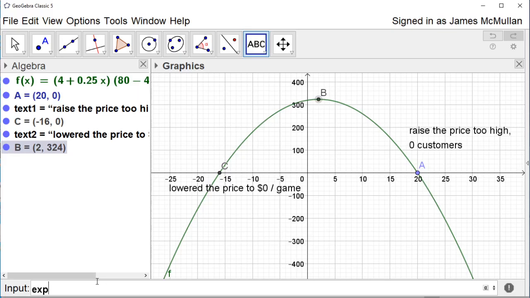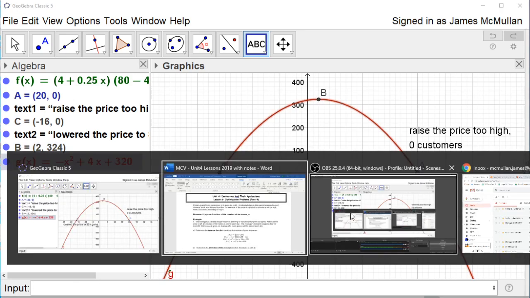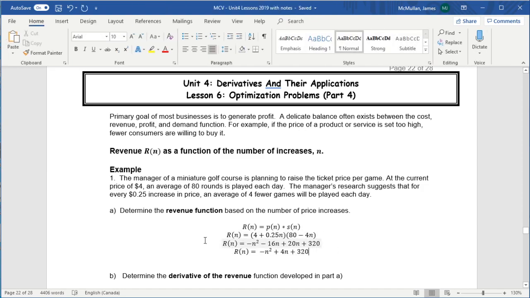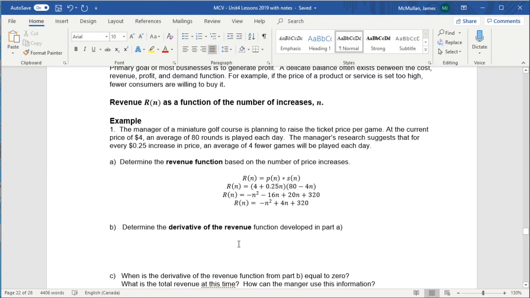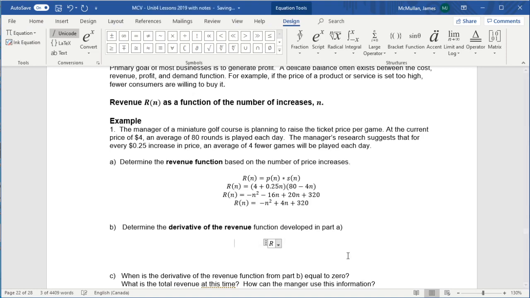Just expand this quickly and make sure that makes sense. Okay, so negative n squared plus 4n plus 320. There is your revenue function. Now the derivative of this function, of course, R prime of n, would be negative 2n plus 4.